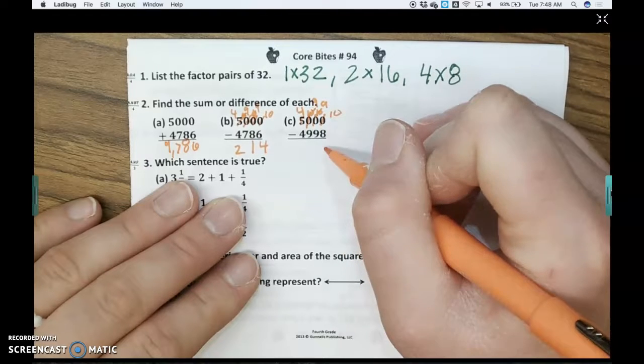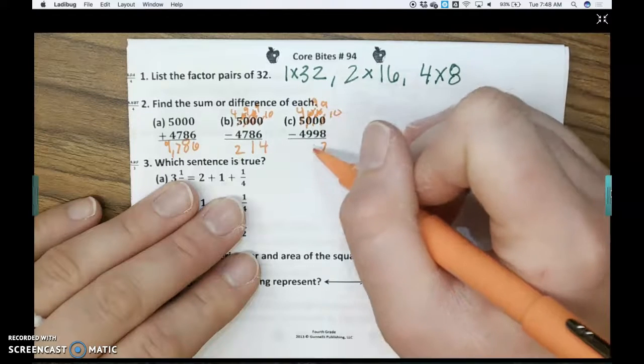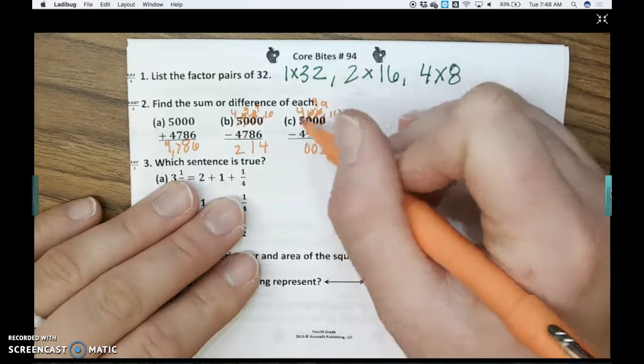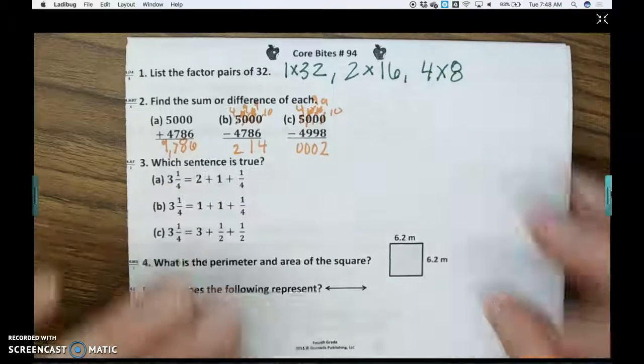10 minus 8 is 2. 9 minus 9 is 0. 9 minus 9 is 0. 4 minus 4 is 0. So your answer for that last one is 2.